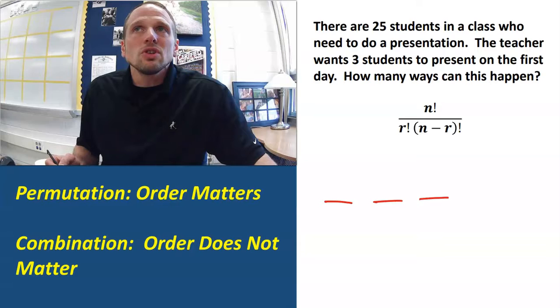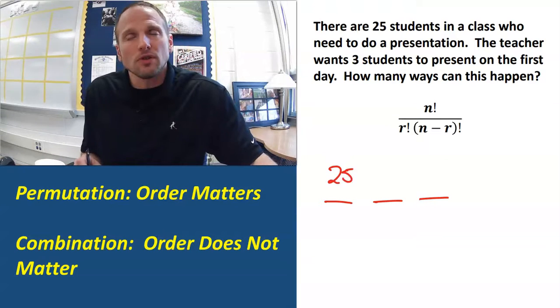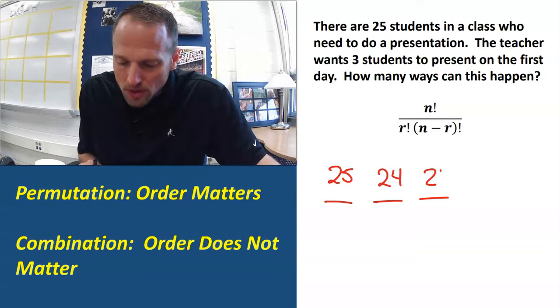How many options are there for who goes first? Well, there's 25 options for first. How many are there for second? Well, we just did this, 24 and 23.